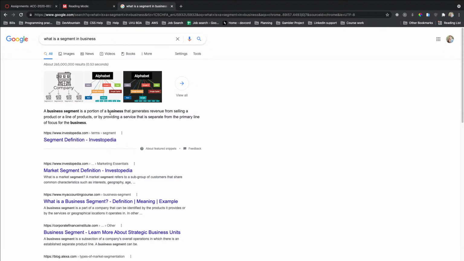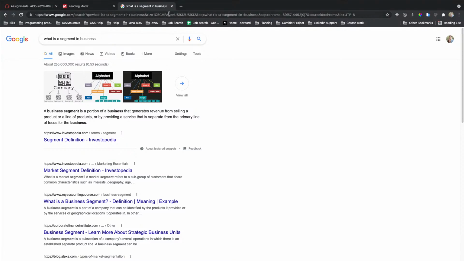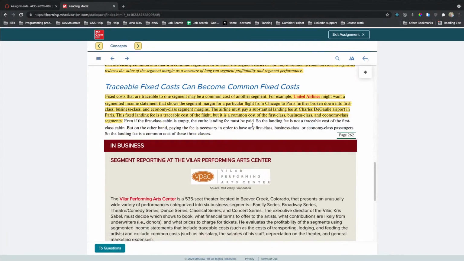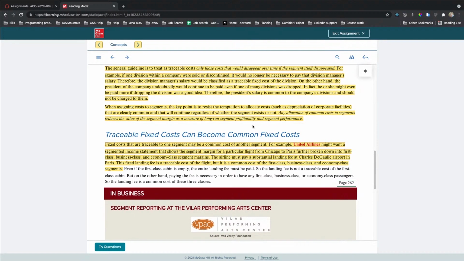There you go. A business segment is a portion of a business that generates revenue from selling a product or a line of products or by service, so, providing a service. Like Walmart's sporting goods department segment, instead of department, because they're different, but they're the same.